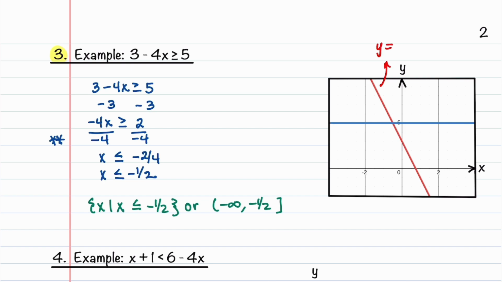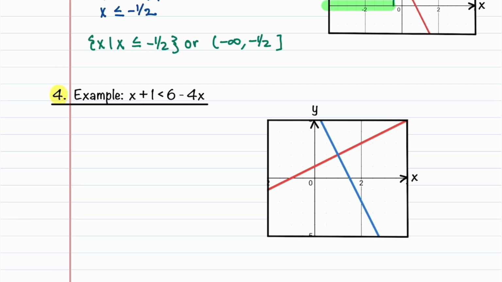So this is y is 3 minus 4x. And then our blue graph is y is equal to 5. Now we want our red graph to be bigger than our blue graph. So that's going to happen in this region. Our red graph is going to be bigger than our blue graph. And then we're going to trace down, and that is at minus 1/2. So we can see that our x value is going to be anything minus 1/2 or less.